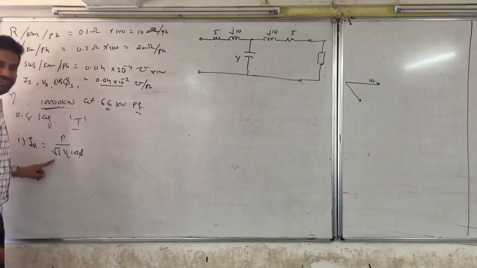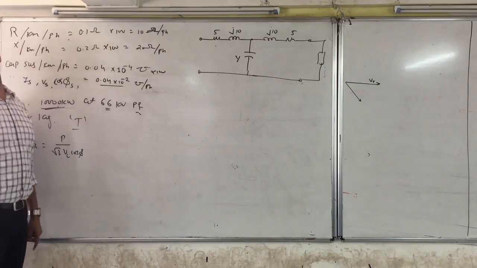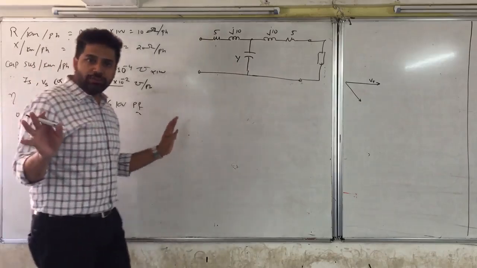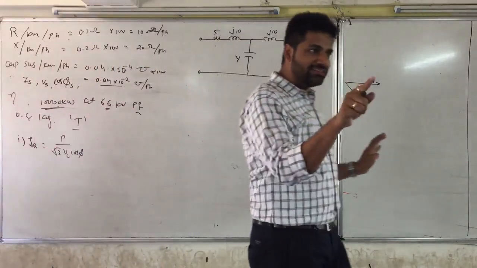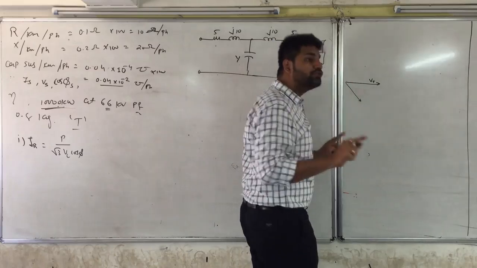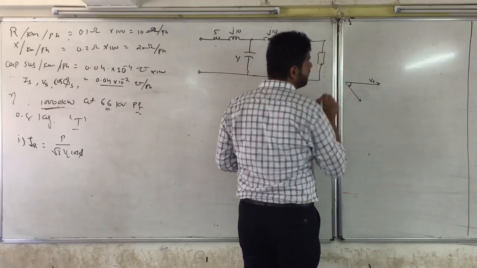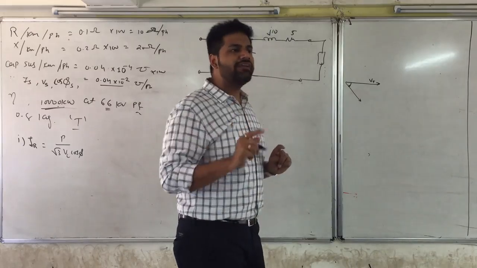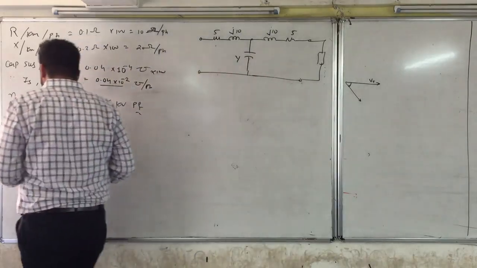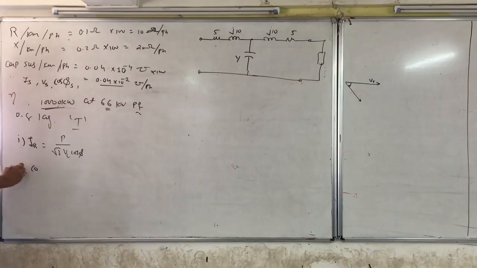The value of root 3 is known to me, P is known to me, VL is known to me, 66 kV, and cos phi is also given to me. So all the values are given. Is it clear? Fine. So I can easily calculate the value of IR. I know the magnitude, and I also know the angle. How have I calculated the angle? The angle is given by the 0.8 power factor, so cos phi receiving end is equal to cos inverse of 0.8.